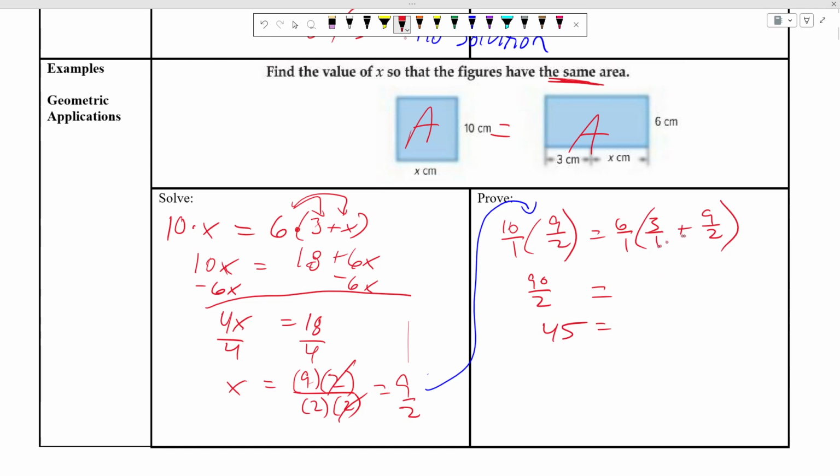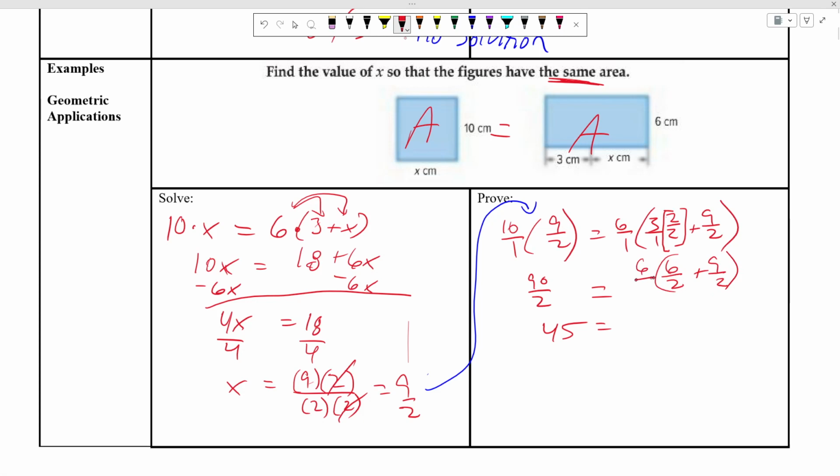3 over 1 plus 9 over 2. I need to get a common denominator. How I do that is I must multiply it by a form of 1. In this case, that form of 1 happens to be 2 over 2. For if I do that, I end up with 6 over 2 plus 9 over 2. These denominators are in common with one another.